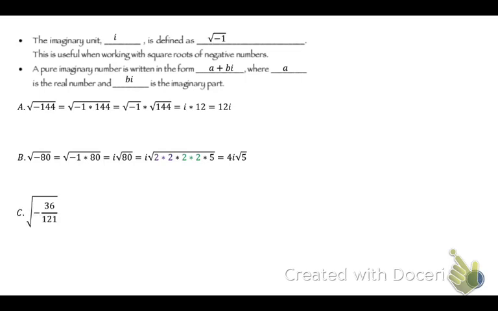Okay? Now this one, anytime you have a fraction underneath the square root, you can just break it up. So first we're going to pull out the i, and then the square root of 36 over 121. That's the same as the square root of 36 over the square root of 121. The square root of 36 is 6. The square root of 121 is 11. So that's going to be 6i over 11. And you can get that by just putting this over 1 and multiplying straight across. Okay?